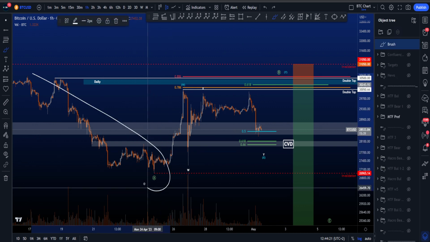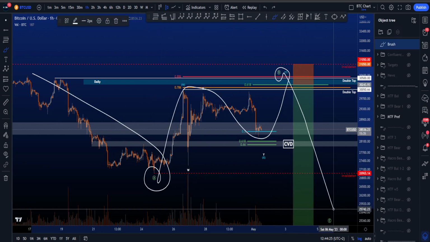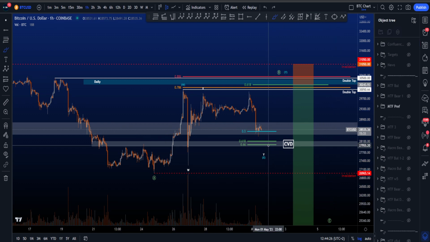Let's look at my new preferred Elliott Wave scenario on Bitcoin, where I'm looking for a 5-wave move to the downside in a wave A, a 3-wave structure in wave B, and then eventually more downside in a wave C. Now, why did this become my new preferred scenario? It has a couple of reasons.